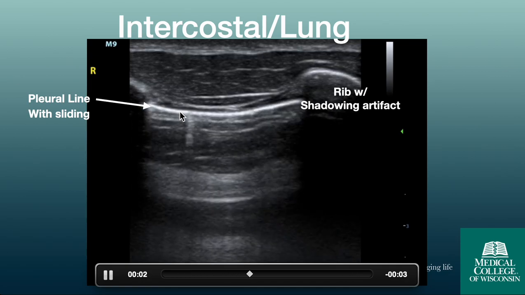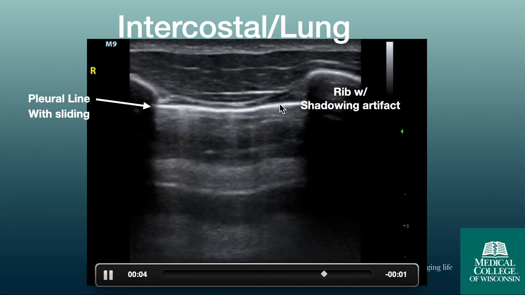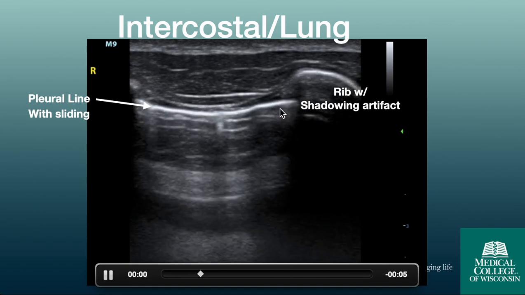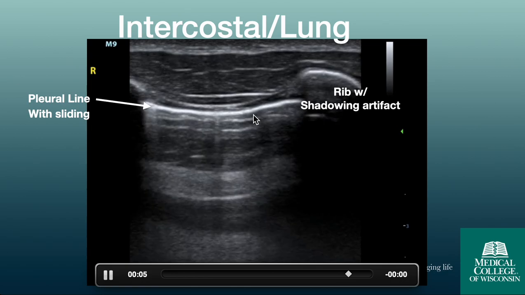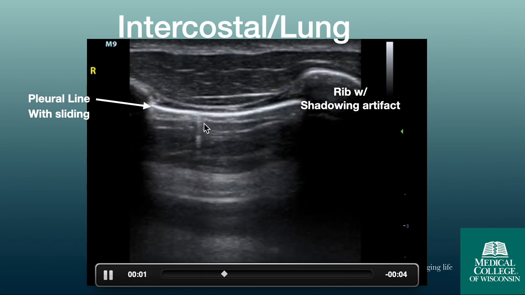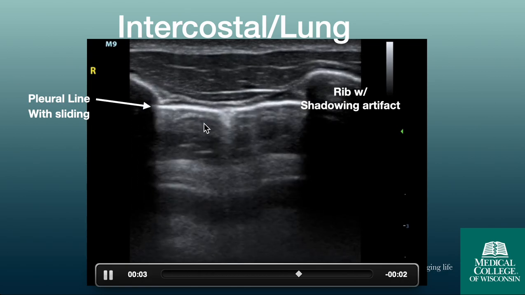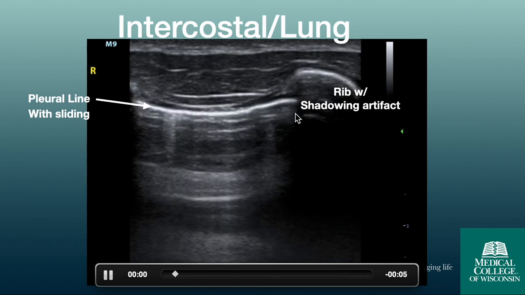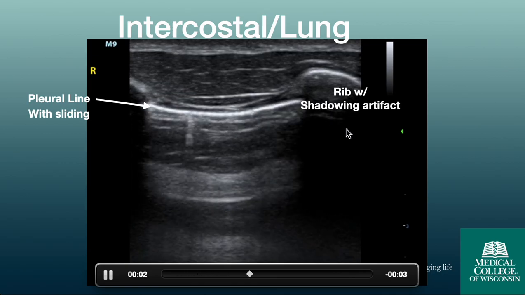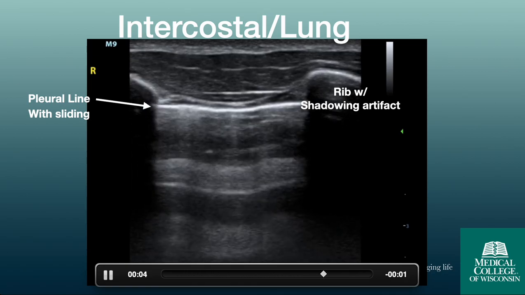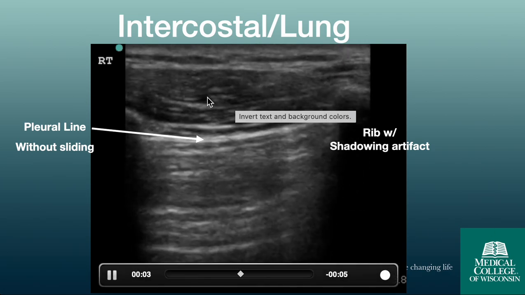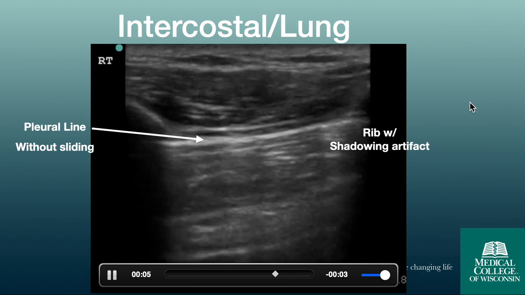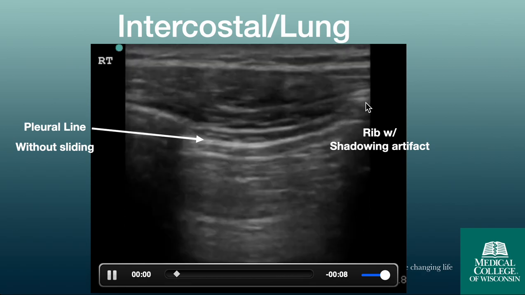This is actually the parietal and visceral pleura of the lung sliding back and forth as someone breathes. And because there's this shimmering, that actually tells us that there is no pneumothorax. This is normal. You expect the parietal and visceral pleura to slide past each other when someone's breathing. And you get this shimmering artifact, which we call sliding, and that's a normal finding, showing us that there's no pneumothorax.